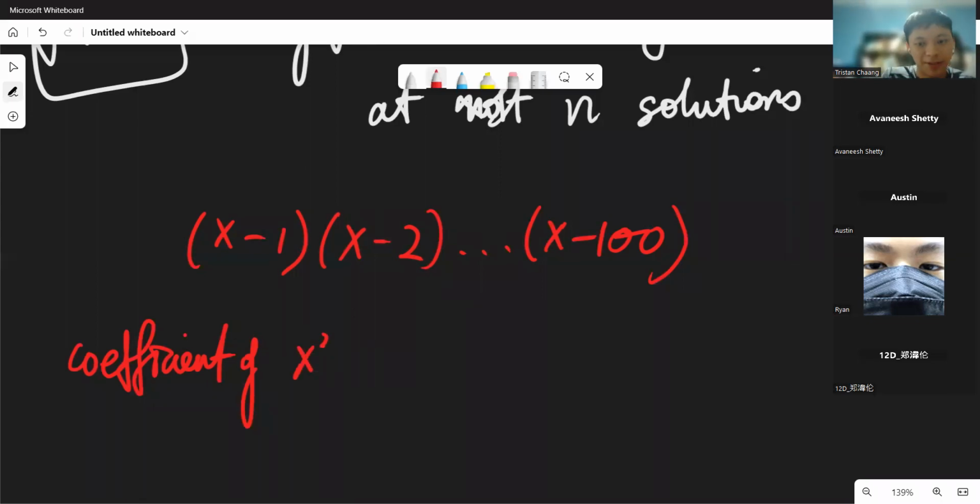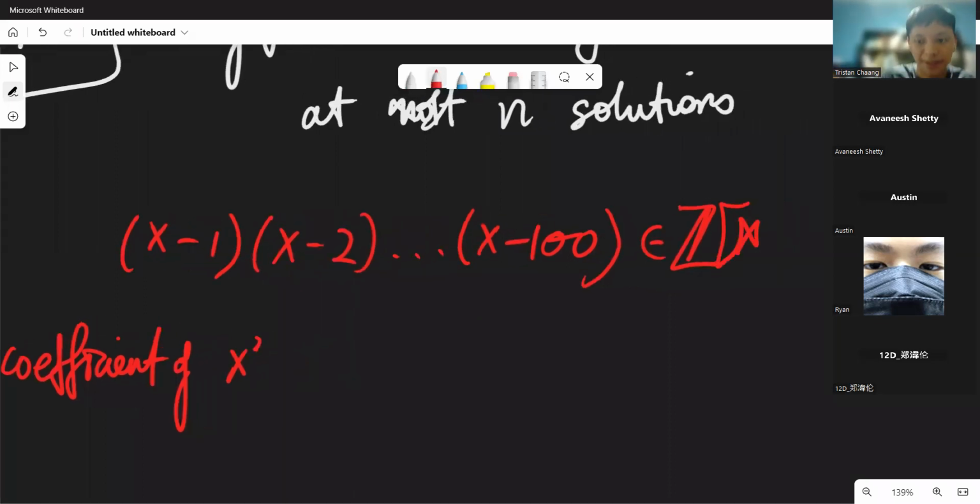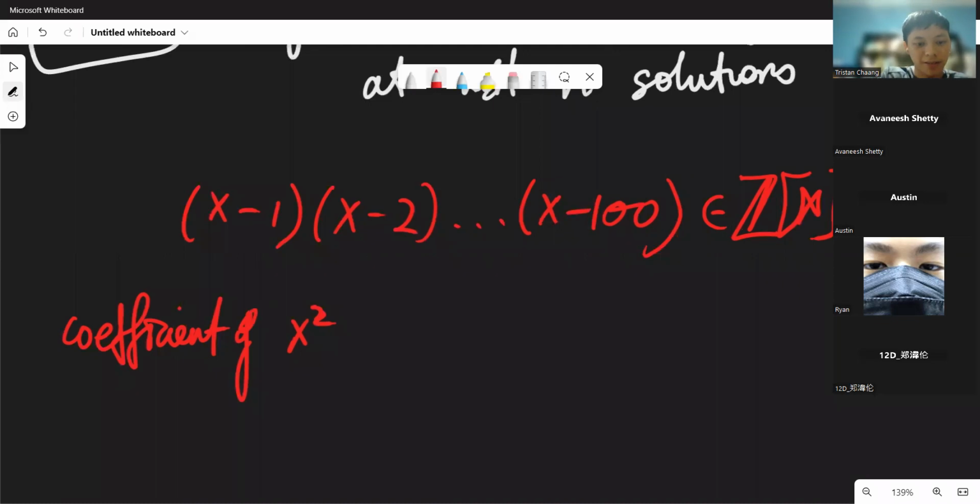Okay, by the way, this is talking about the regular polynomials, the integer polynomials. The coefficient of x squared is very difficult to calculate because if you want x squared, you want the remaining 98 terms, but then you have 100 choose 98 terms, you want to add them all up. So very complicated. But what if I ask, what is the remainder of the coefficient of x squared when divided by 101?